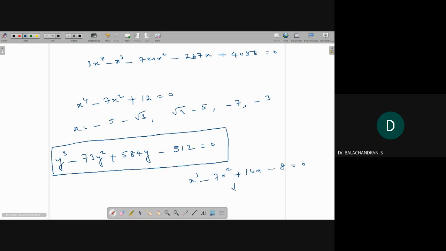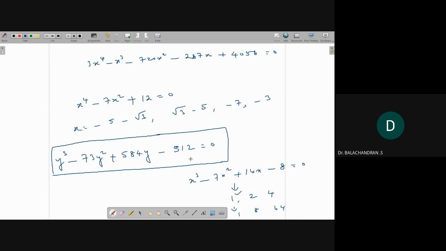You got the equation. Well, you got the roots of this equation, which are 1, 2, 4. By the first trial and error method, he got 1 as a root. Using synthetic division, he got the remaining two roots. Then he is taking cubes: 1 cube, 2 cube is 8, 4 cube is 64. So x minus 1, x minus 8, x minus 64 are the factors. If you multiply these three factors, you will get the equation.